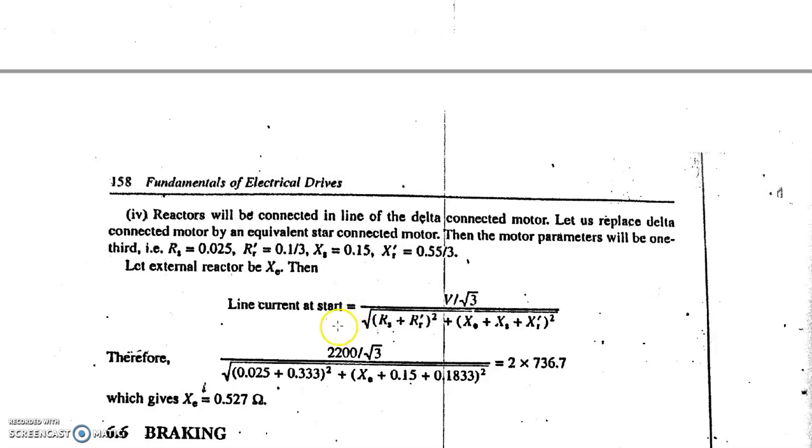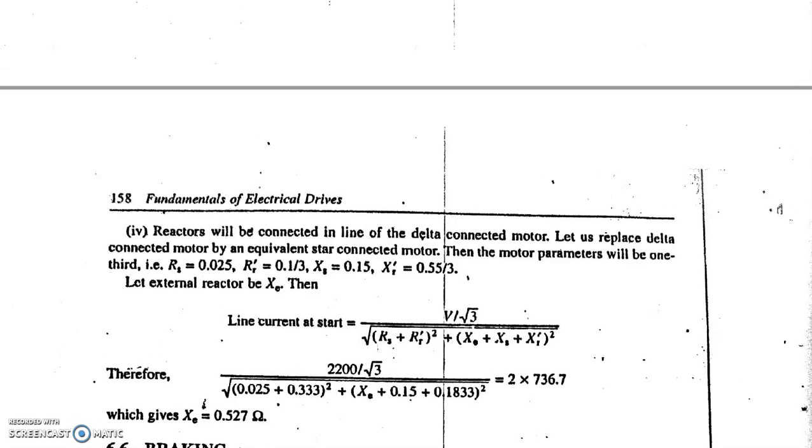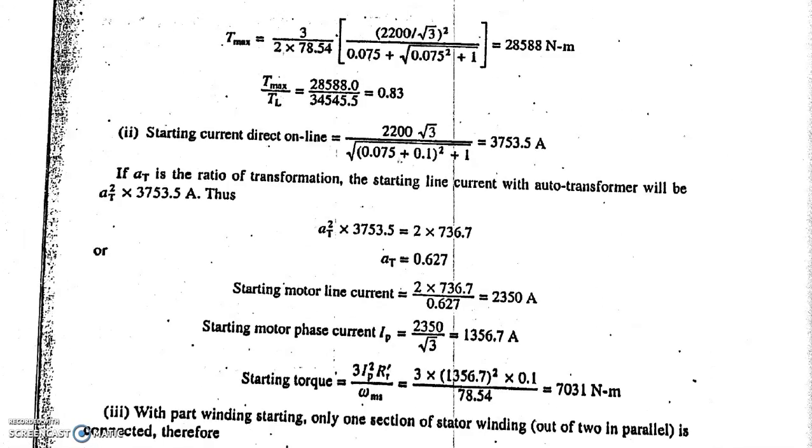Then the line current formula is the same, but there is an Xe reactor: Rs plus Rr dash, plus Xe the external reactance, plus Xs plus Xr dash. So the value of Xe can be calculated by this formula, because we have to limit it to twice the rated current. By this method we can calculate the value of Xe. So this is the method of how we calculate the values for the four types of starting methods.